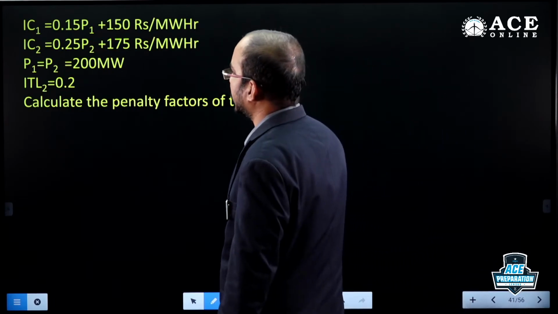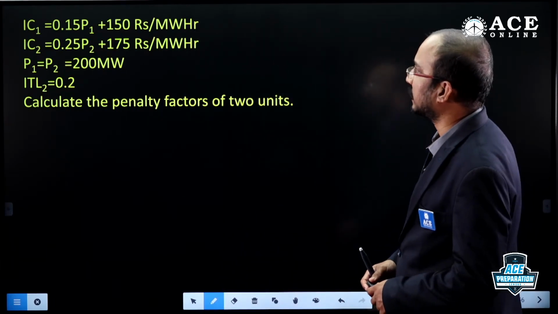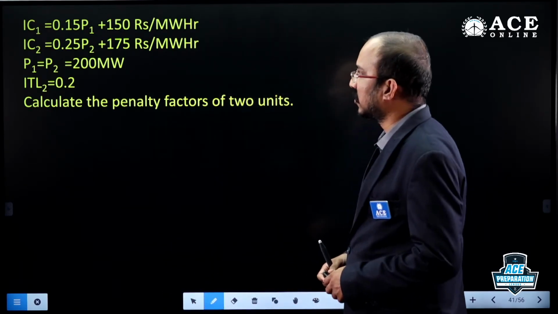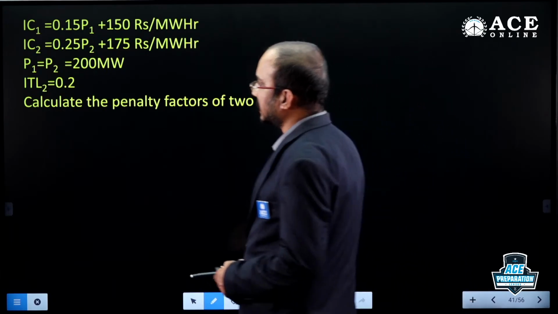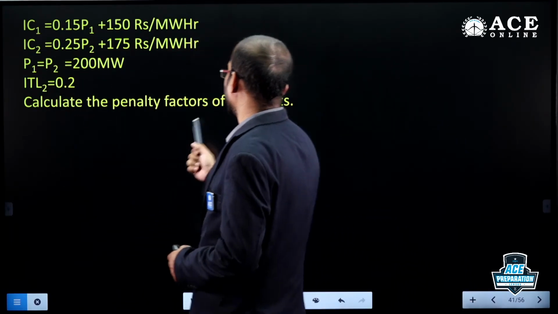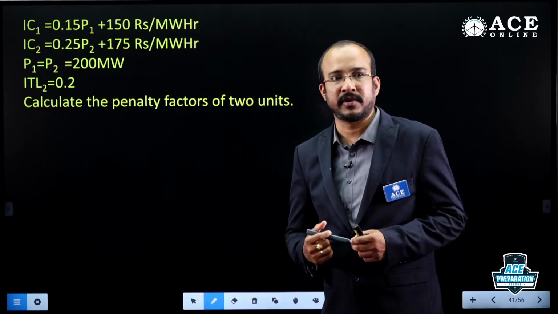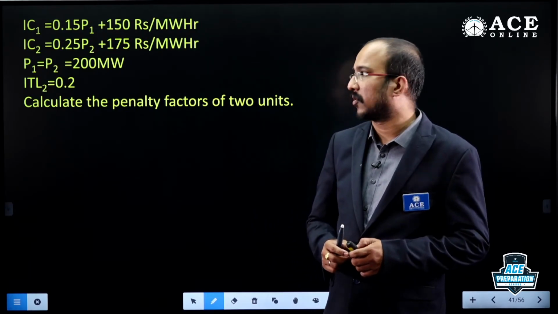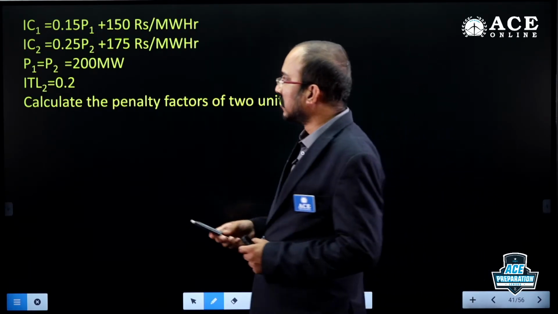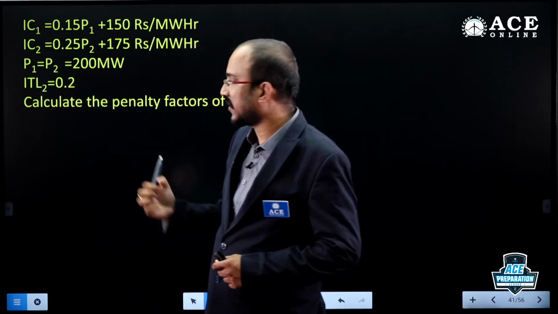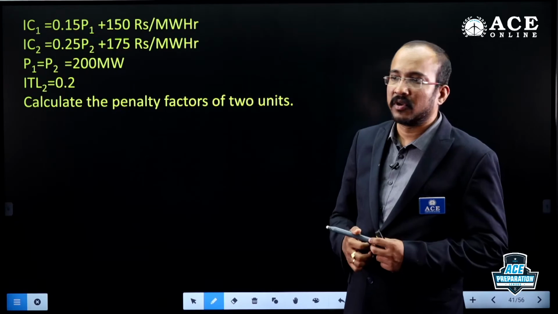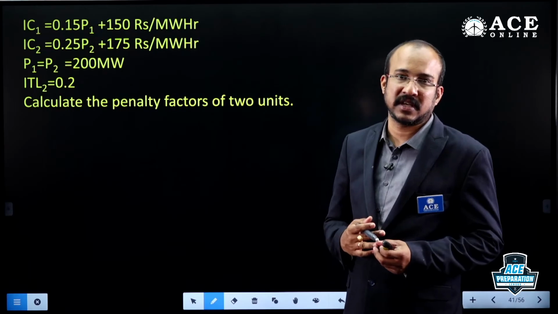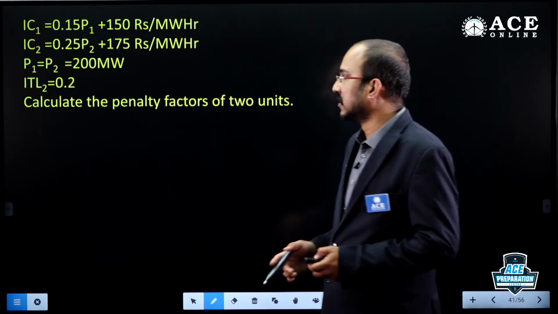Now observe this. The incremental cost of the first unit, IC1, is given, IC2 is given, and P1, P2 are given as 200 megawatt. Incremental transmission loss of the second unit is given as 0.2. Calculate the penalty factors of the two units. Whenever the incremental transmission loss and penalty factors are given, we need to know the condition for economic scheduling when transmission line losses are considered, the coordination equations.